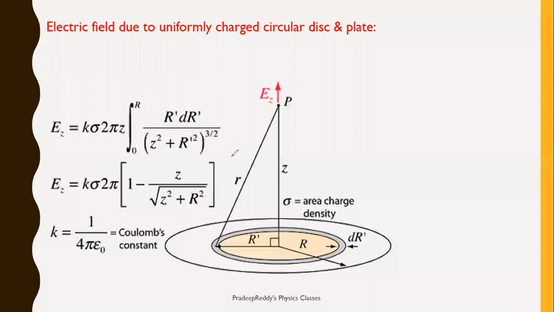So students, you are recommended to remember this equation for solving problems directly. Electric field due to disk is k sigma 2 pi (1 minus z divided by under root (z square plus r square)). This is for the disk.